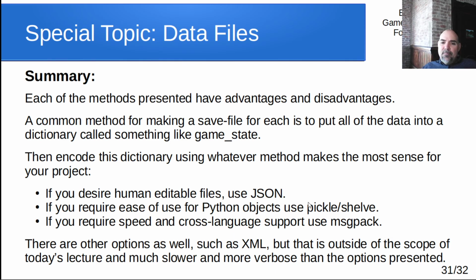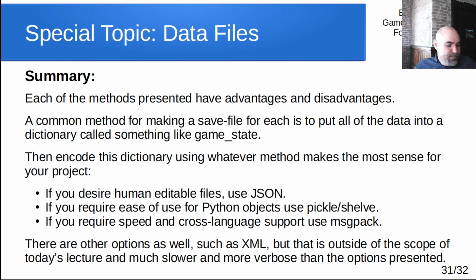A common method for making the save file is to put all of the data we want into a dictionary like a GameState dictionary, and then encode that using JSON, Pickle, Shelve, or MsgPack. And if you're going to use Pickle and the Shelve module, we probably don't really need to put it all into GameState. We could just stick all the parts of the GameState in there under key-value pairs. And for simplicity's sake, I would say using Pickle and Shelve, if you're sure you're always going to do stuff natively in Python, makes sense.